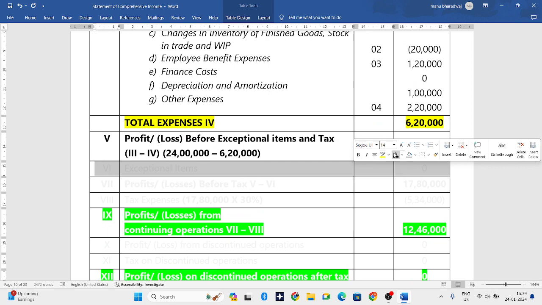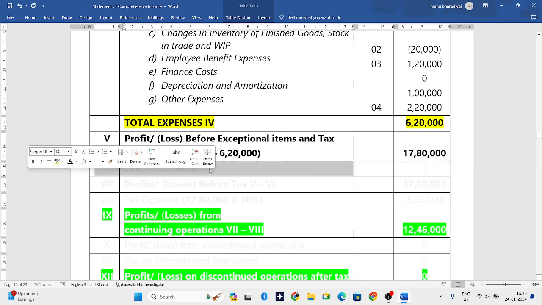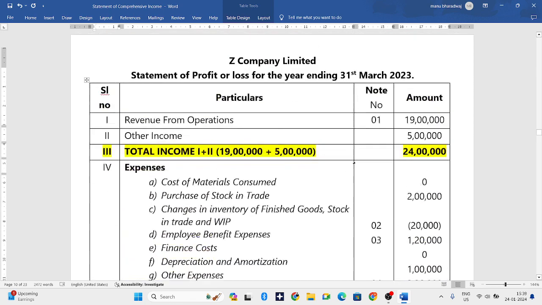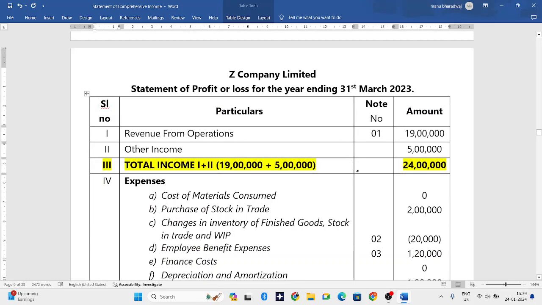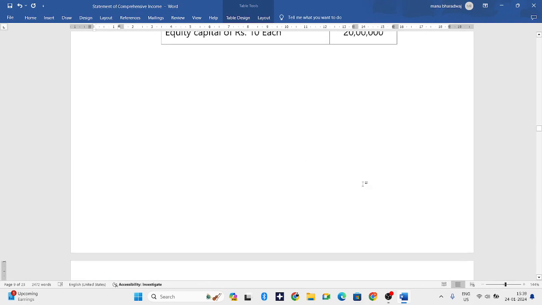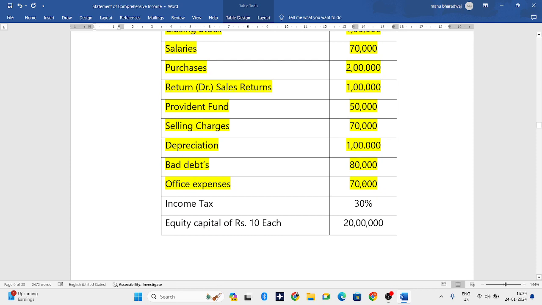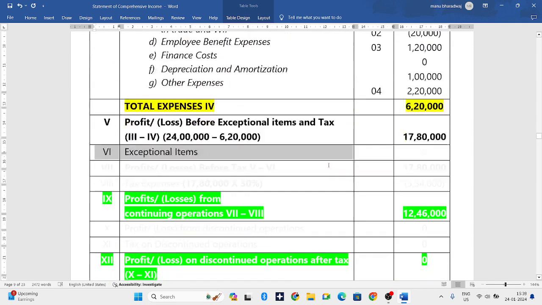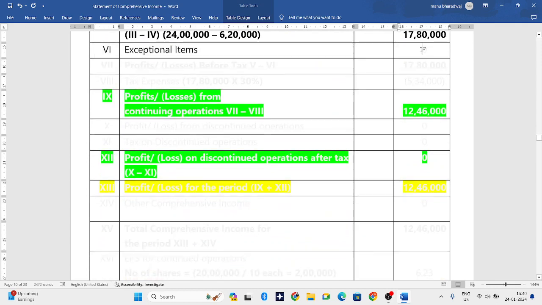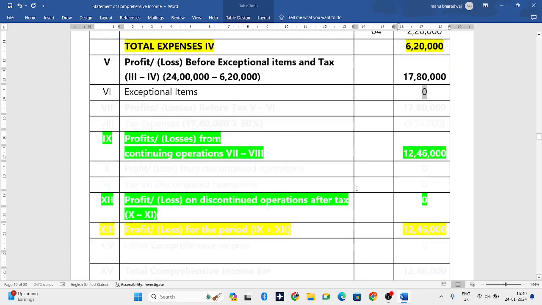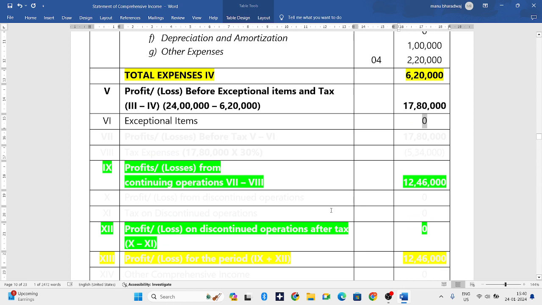From this, what we have to remove? We have to remove the exceptional items. In question, they would have mentioned it as exceptional items only. Now we need to check for the exceptional items. So there is nothing mentioned in the question regarding the exceptional items. So when nothing is mentioned, just take it as 0.